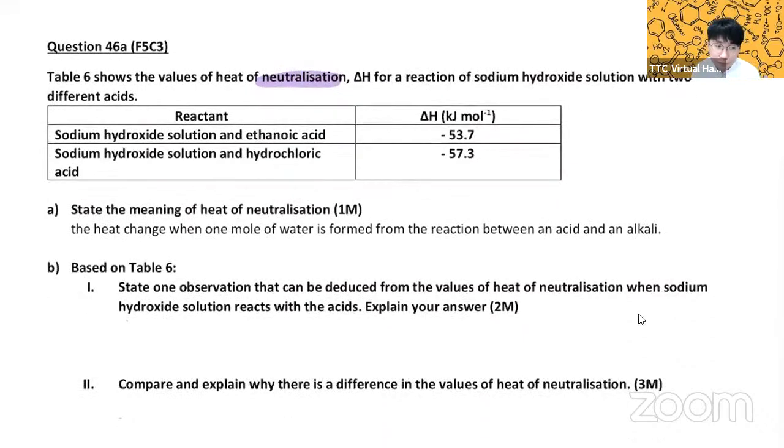Okay, based on this table, state one observation that can be deduced from the values of heat of neutralization when sodium hydroxide reacts with the acid, and explain your answer. So from here, sodium hydroxide and ethanoic acid give you negative 53.7 kilojoules per mole, while a different acid gives you a higher heat of neutralization. What do you understand from here? You understand that this should be exothermic, number one, because they are both negative. They are all exothermic reactions. But they never ask you about which acid. So you can just say your thermometer reading increases, and explain your answer because this is an exothermic reaction.